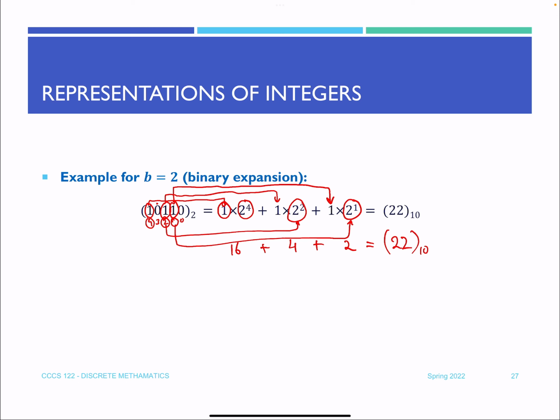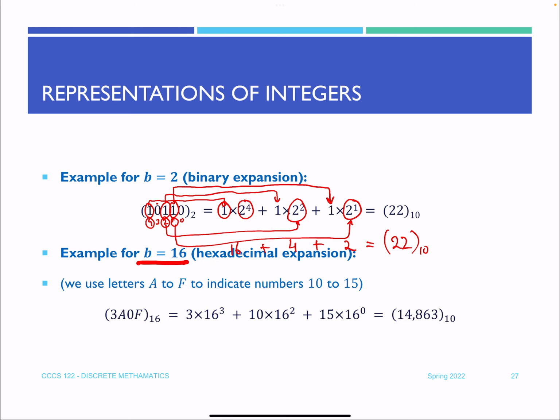Just to show you what's possible. I also mentioned in an earlier chapter that there's something called the hexadecimal numbering system, which has a base b of 16. And typically we use letters A, B, C, D, E, and F for the additional digits that in the decimal numbering system would be the numbers 10, 11, 12, 13, 14, and 15. So we have over here this hexadecimal number 3A0F in base 16.